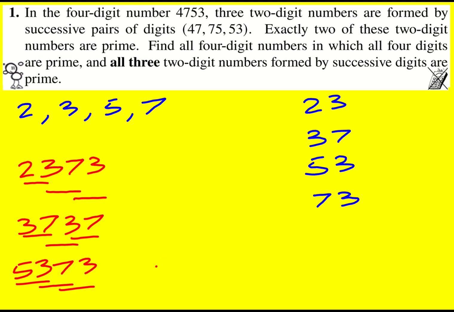And then I've got one that starts with 7, so that'll be 7, 3, and then I'll get 3, 7, and then 7, 3 again. So yeah, these two both work. And that's it. I've systematically gone through all the possibilities.